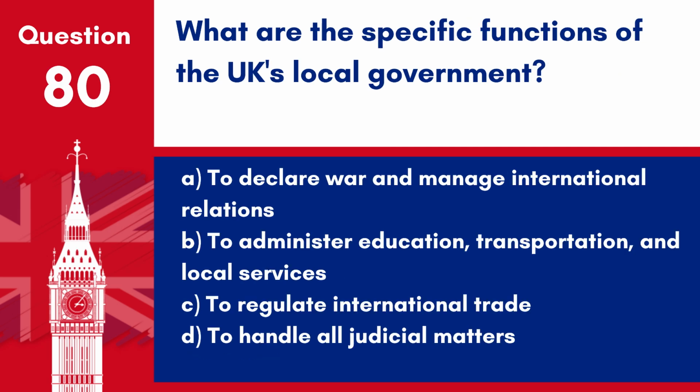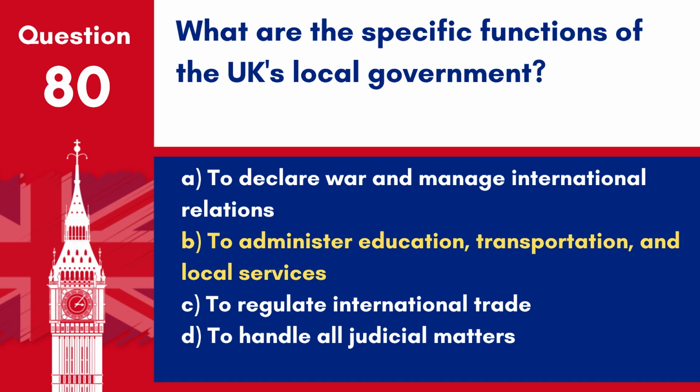Question 80. What are the specific functions of the UK's local government? A. To declare war and manage international relations. B. To administer education, transportation, and local services. C. To regulate international trade. D. To handle all judicial matters.